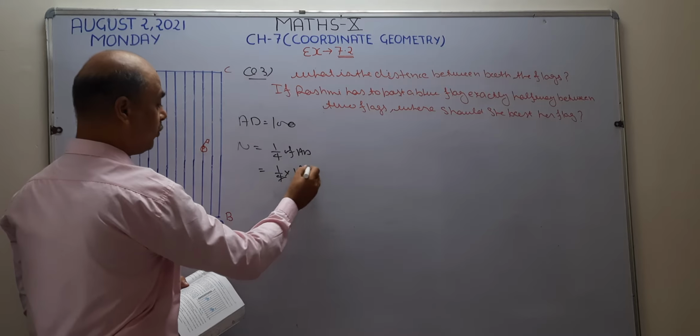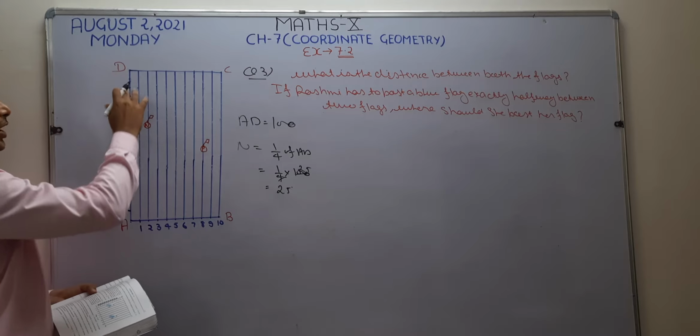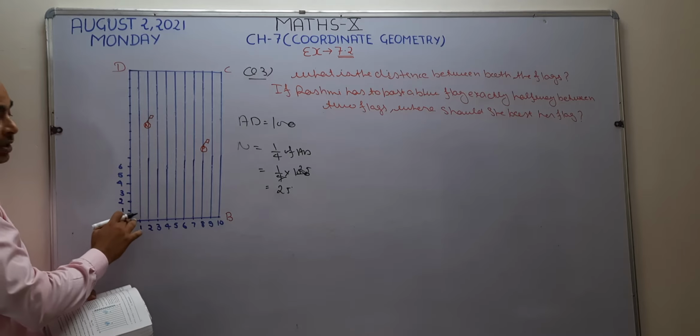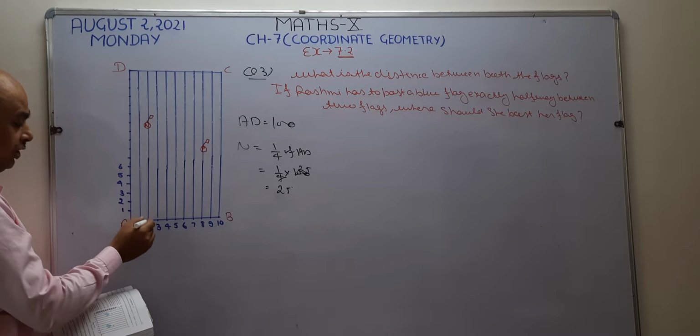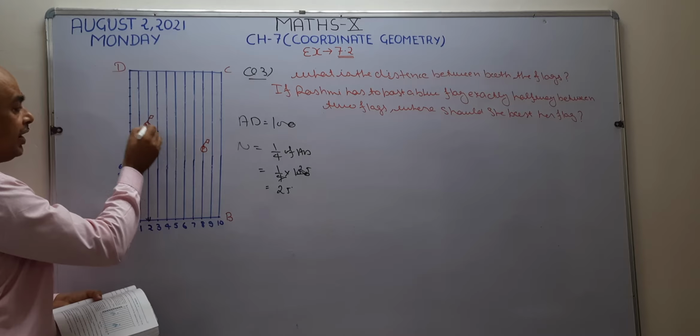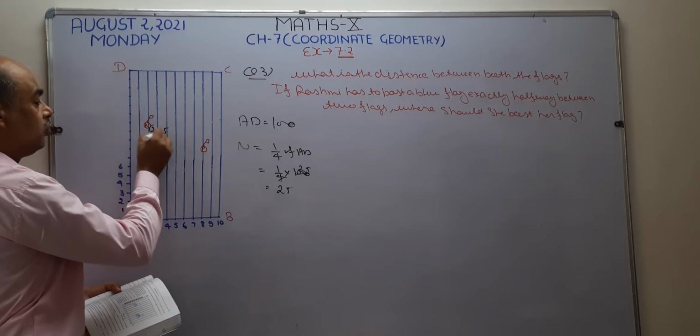4 2 is 8, 4 5 is 20. So Niharika is going to cover distance 25. Distance AD becomes 25. It means this axis is known as y axis and this axis is known as x axis. So the coordinates of N become, see, this is your x value 2 and this is represented by the y value. So the coordinates of N become 2 and 25.